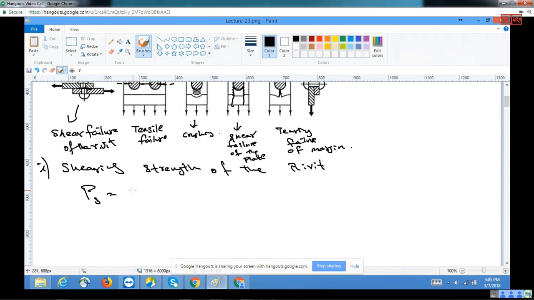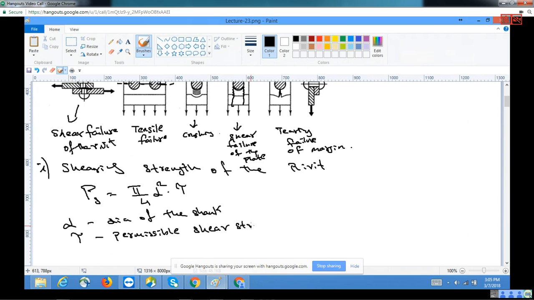The shear strength of the rivet, PS, is given by the area, pi by 4 d square, where d is the nominal diameter of the rivet, times the shear stress tau, which will give you the shear resistance of the rivet per pitch length. So d is the diameter of the shank, and tau is the permissible shear stress of the rivet.